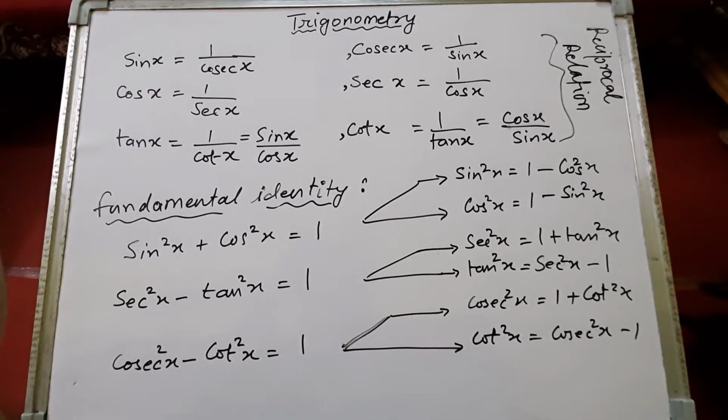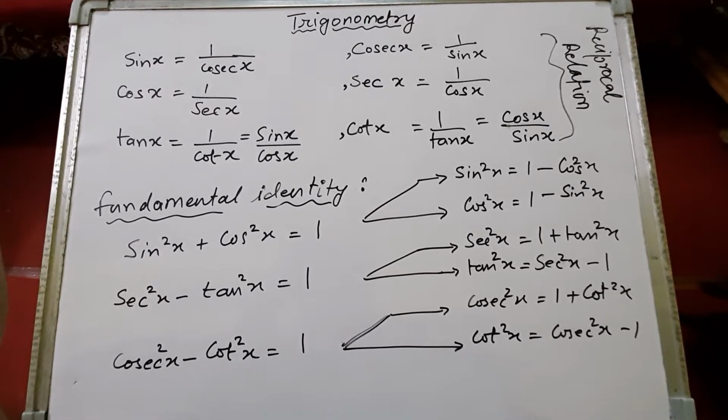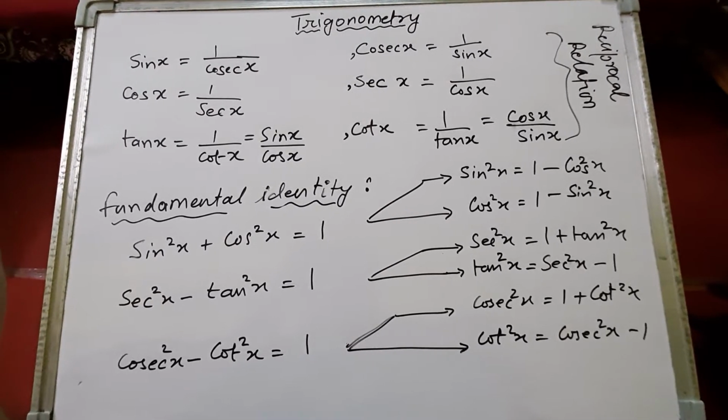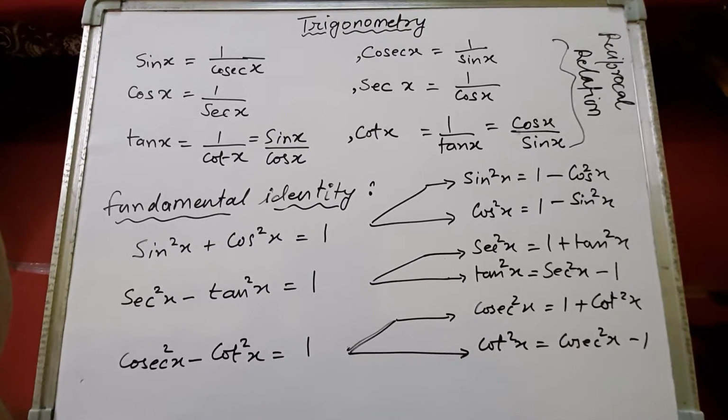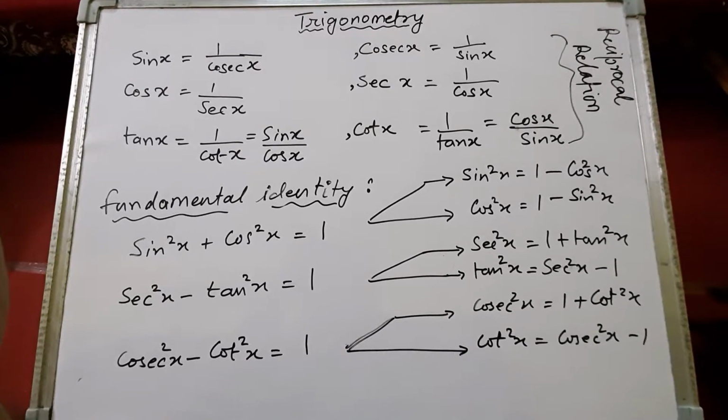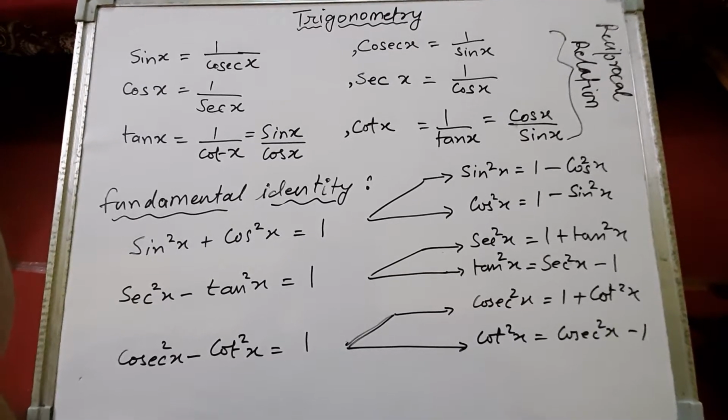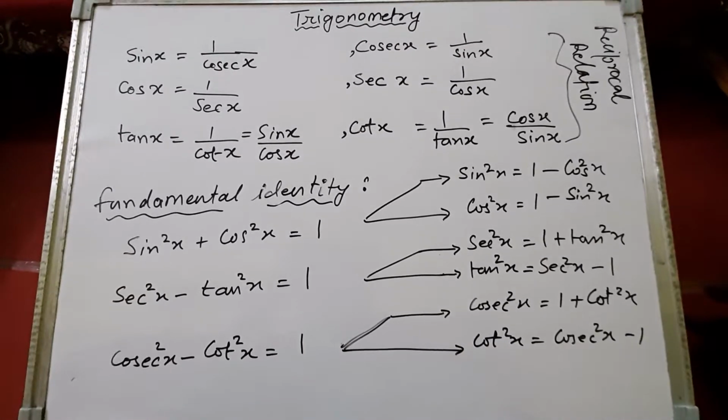Now come to the fundamental identities. We have studied that the value of sin square x plus cos square x is always 1. Right. The value of sec square x minus tan square x equals 1. And the value of cosec square x minus cot square x equals 1.